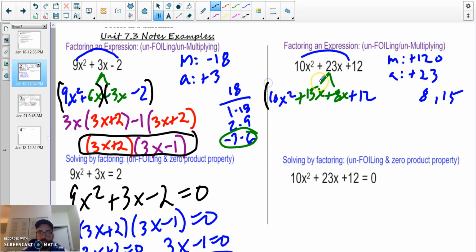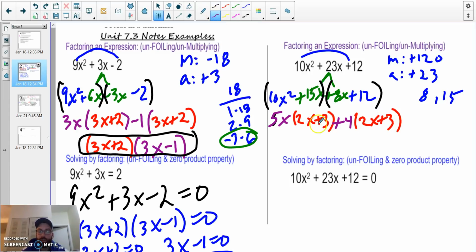Factor by grouping. Group the first two. Group the second two. GCF between 10x squared and 15x: 5x. To get 2x, okay, 5x. And that gives me 2x plus 3. Between 8x and 12, I get plus 4. And that gives me 2x plus 3.